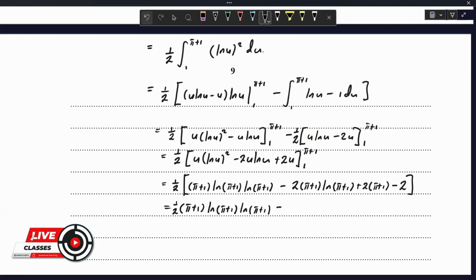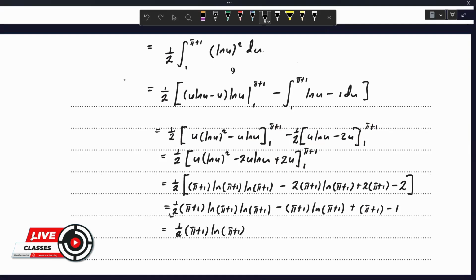And that's minus pi plus 1 ln of pi plus 1. And that's going to be plus pi plus 1. All right. And that's minus 1 because it's being multiplied by a half. All right. So I'm going to factor out a half of pi plus 1 of ln of pi plus 1.